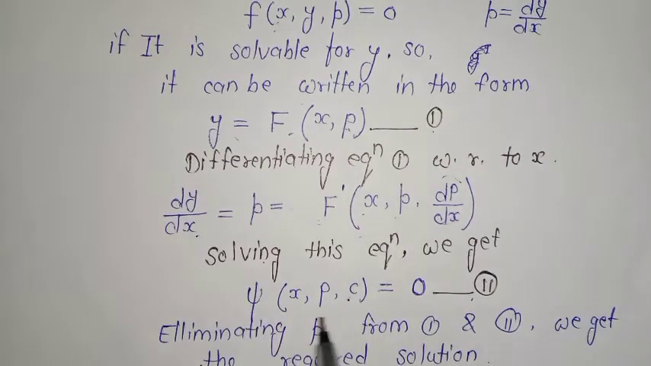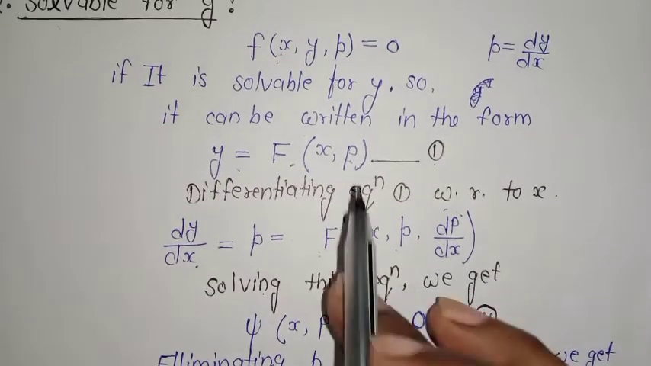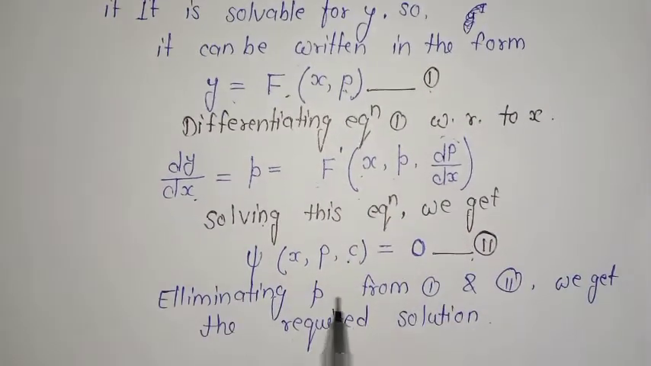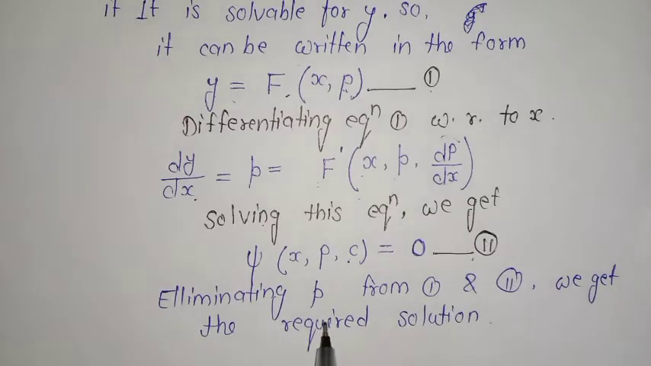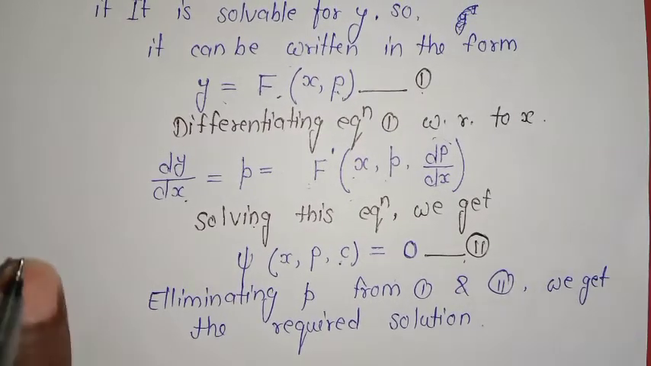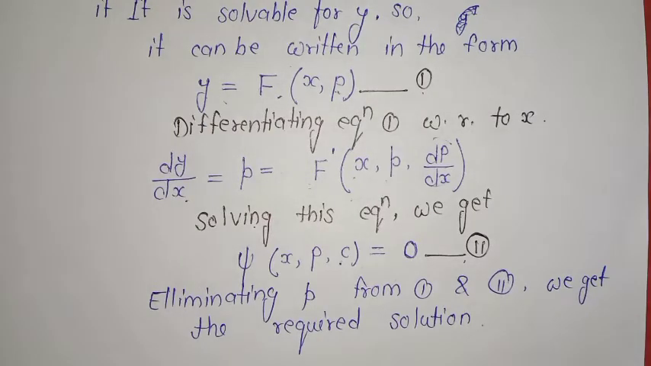So we will get a new function which is named as psi of x, p, c is equal to 0. Now we will try to eliminate p from equation 1 and equation 2, and after eliminating p from 1 and 2, we can get the required solution. So this was the working rule to solve a differential equation which is solvable for y.